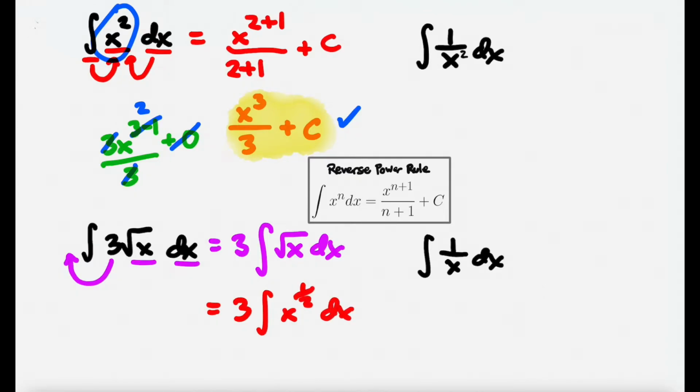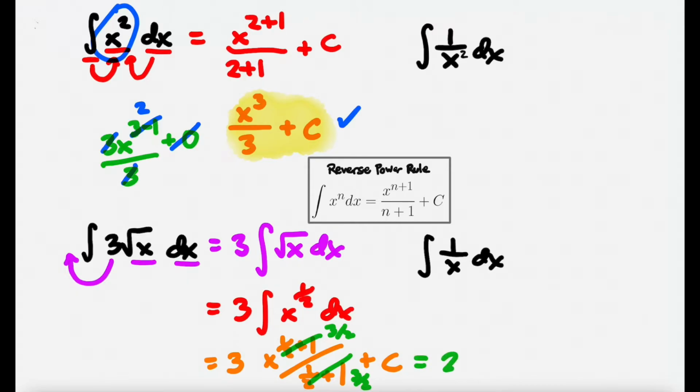Now you can do reverse power rule on this, and you end up with 3 times x to the 1/2 plus 1 divided by 1/2 plus 1 plus c. Okay, this can simplify, of course. This ends up being to the 3/2. And now when you're dividing by 3/2, it's the same as multiplying by 2/3. So you're just multiplying this 3 right here by 2/3, and you're going to end up with 2x to the 3 over 2 plus c as your answer.